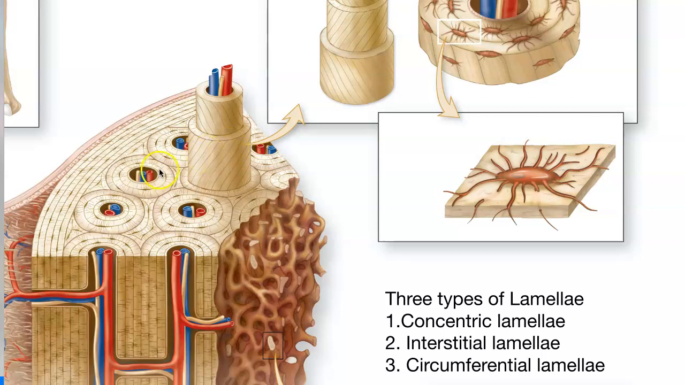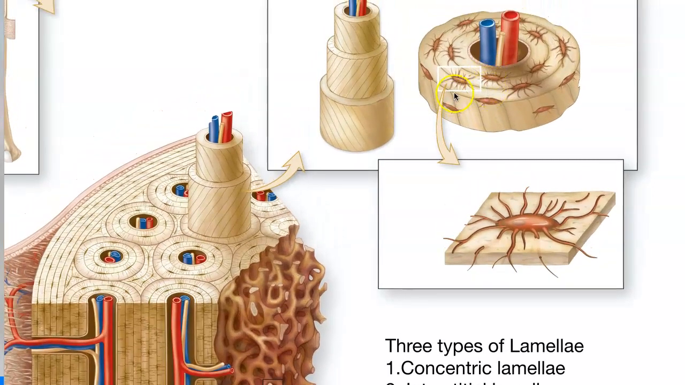So what this model is showing you is this is all compact bone. This is going to be the spongy bone. Only compact bone has the osteons. Here is showing you the concentric lamellae with the lacunae and the osteocytes living there, and the canaliculi. Here is showing you the protein fibers.